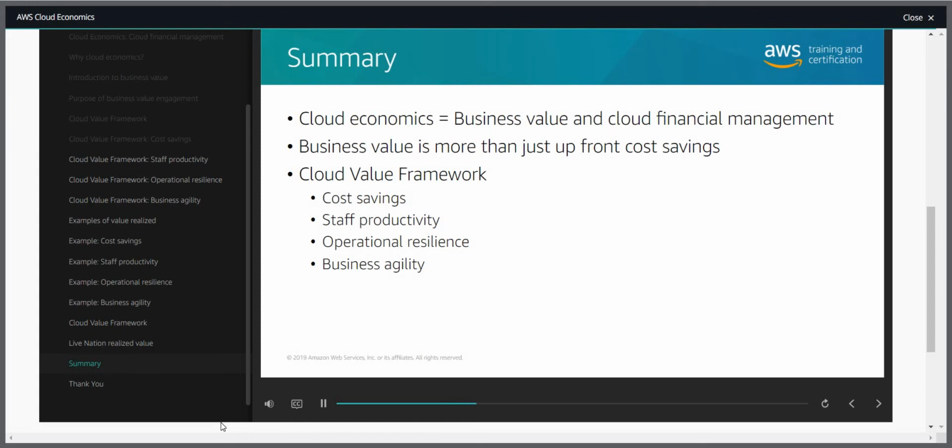The cloud value framework can be used to demonstrate business value by highlighting the 4 pillars: cost savings, staff productivity, operational resilience, and business agility. In the next 4 modules, you will learn more about each pillar. This will help you gain the knowledge you need to engage with your customers around business value. Remember, AWS supports your conversations by offering tools, analysis, training, and more.